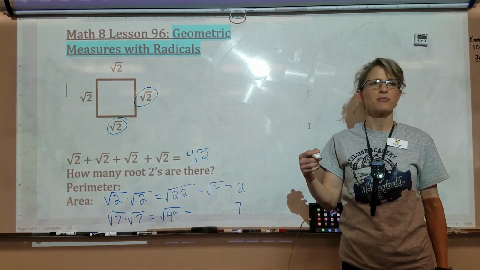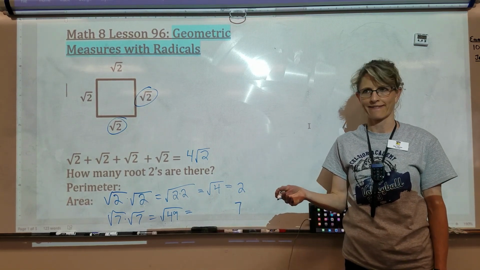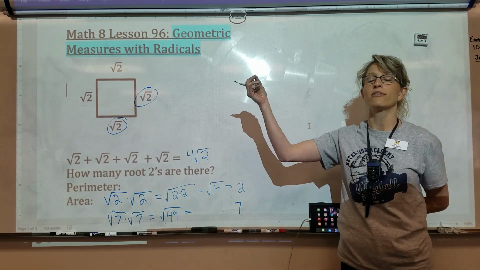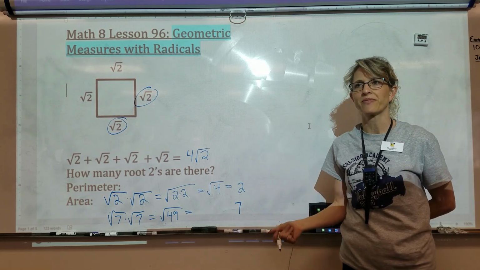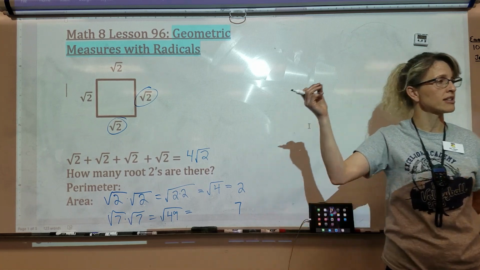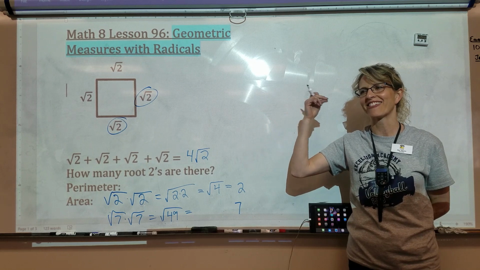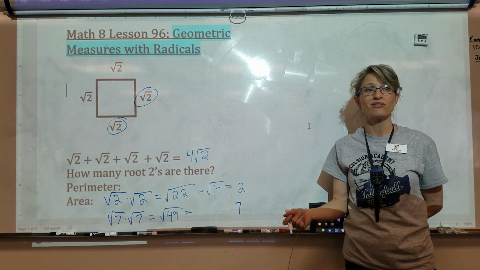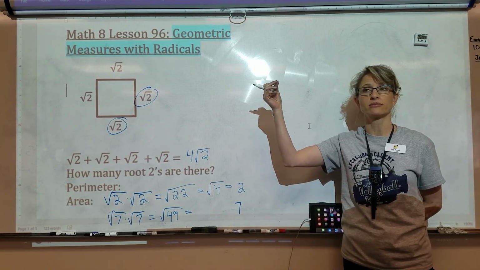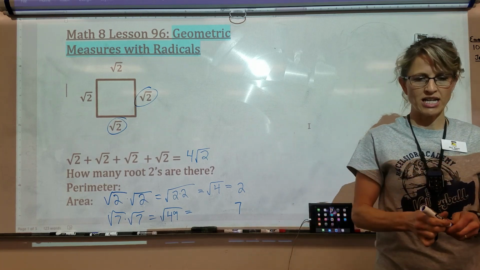So is √8 times √8, 8? Okay, what's √11 times √11? Think. You ready? 11. √13 times √13. Think. You ready? 13. √20 times √20. Think. You ready? 20. You got the idea.